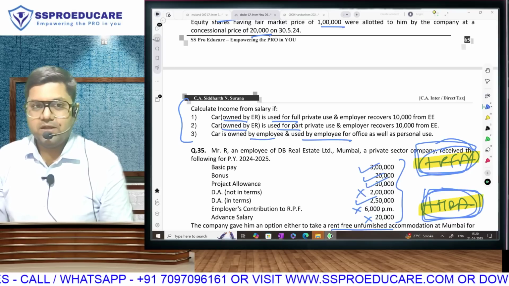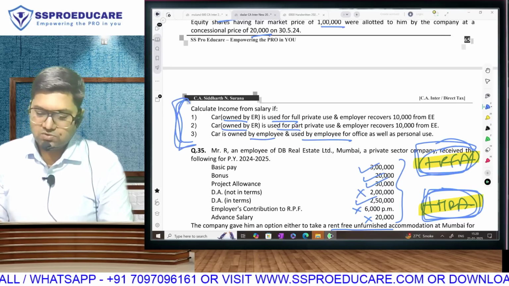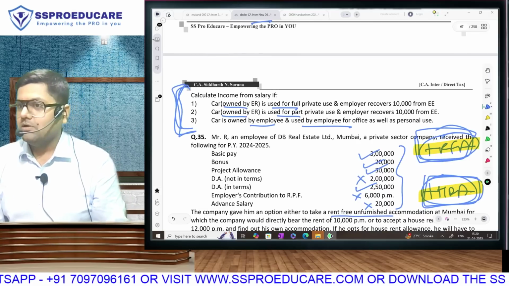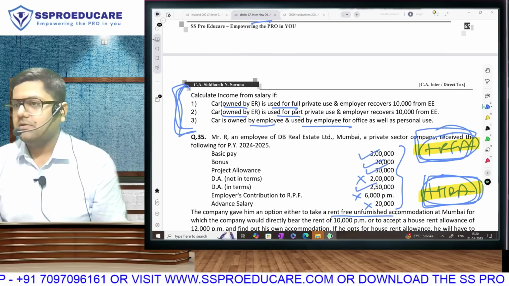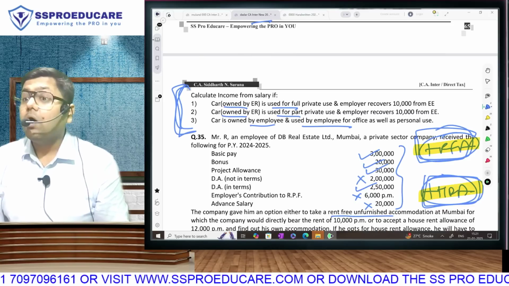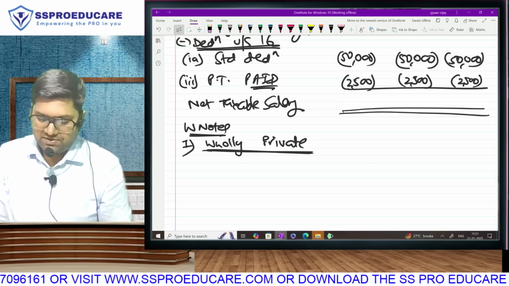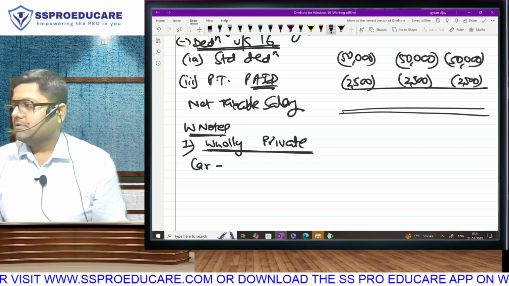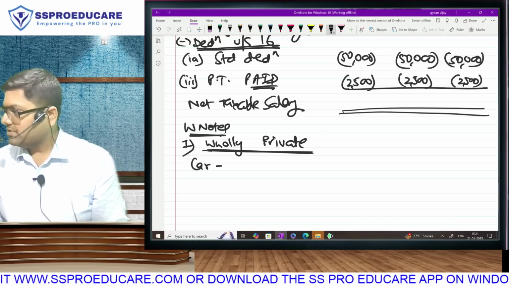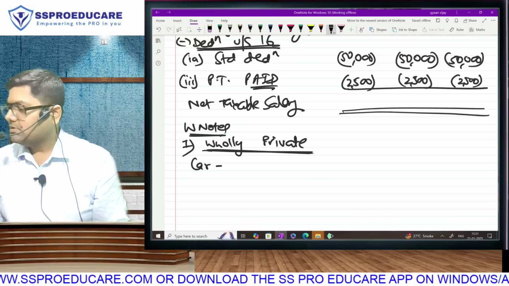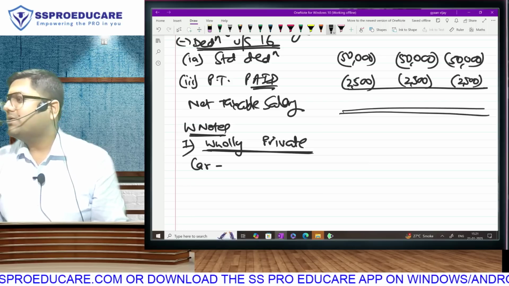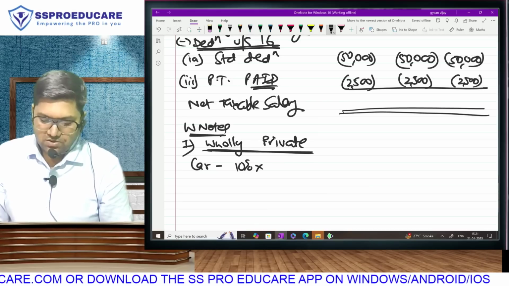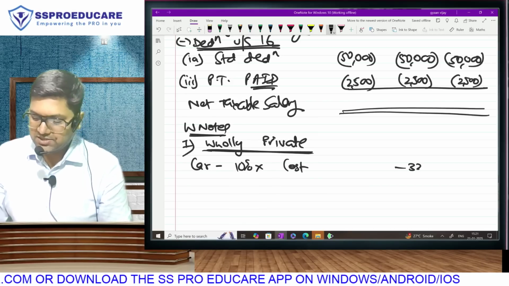In case 1, I must tell you, in all 3 situations the boss is giving expense, because here they have said expense by employer. So your thinking should be only about the car. Who is bringing the car? Situation 1: employer. So the boss is giving me the car. For the car, what is the valuation in private? Fully taxable, 3,25,000. 10% of the cost. Fully taxable. But if it is purchased, then we have to take 10%.